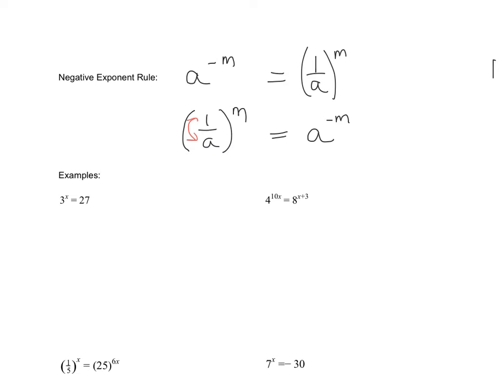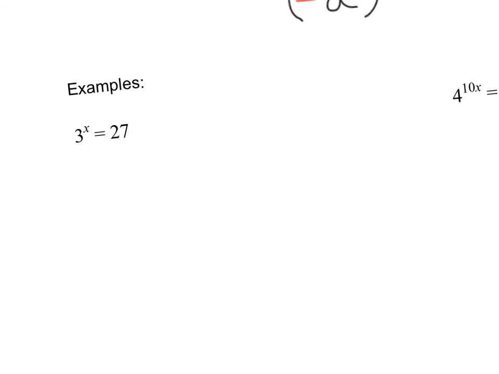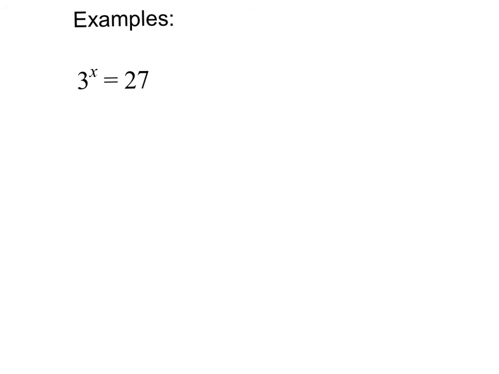So we'll do that by just changing them up a little bit. So let's look at our first example. We have 3 to the x equals 27. Now the base on the left is 3, and the base on the right is 27. Well, that does not work. What we'd like to see is, can we rewrite these both as the same base?